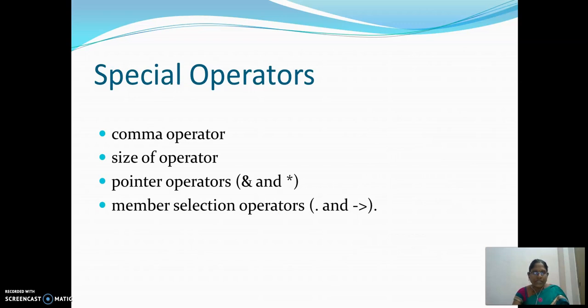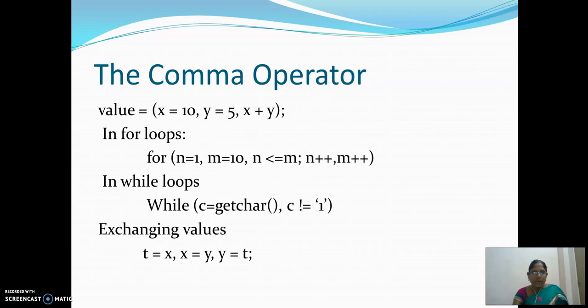And the special operators are the comma operator, sizeof operator, pointer operator, and member selection operator. For the comma operator, value is equal to x is equal to 10 comma y is equal to 5 comma x plus y. Only the last thing will be assigned to the value. So x is 10, y is equal to 5, and those values will not be assigned to value. Only the last value, x plus y, that is 15, will be assigned to the value.